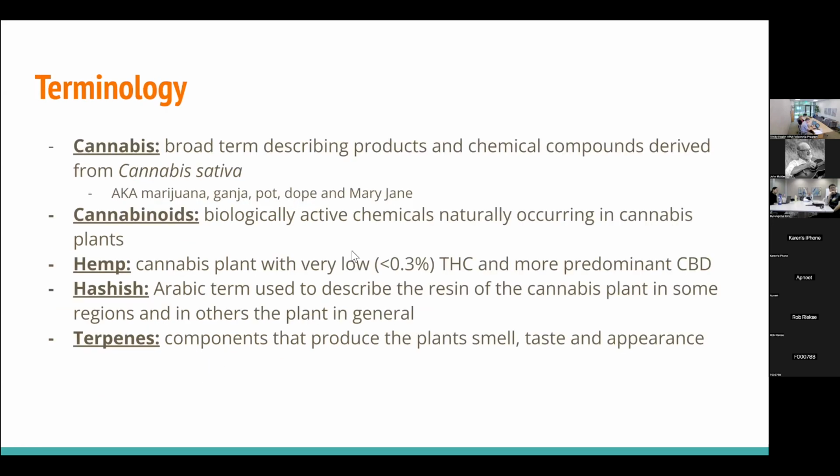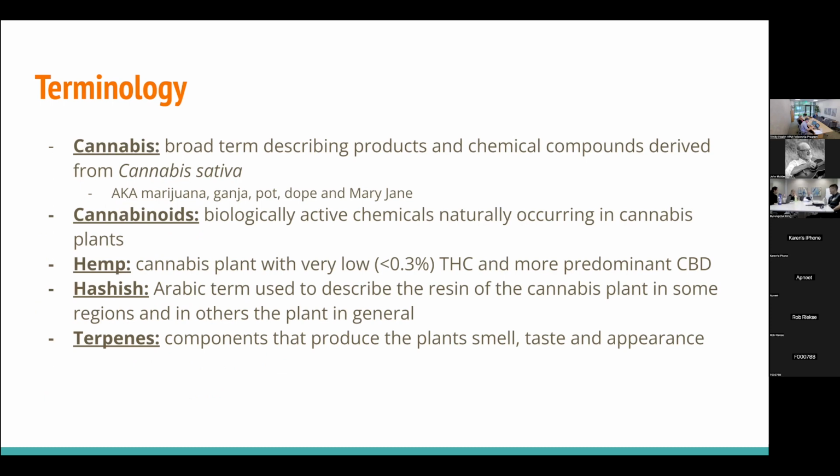Okay, perfect. I was really sheltered growing up, and I didn't know all these different cannabis terms, so I thought it would be helpful to have a basic understanding of different terminology you might use. Cannabis is just a broad term describing products and chemical compounds derived from Cannabis sativa, which is the main plant that is grown. Other things you might hear it referred to include marijuana, ganja, pot, dope, Mary Jane. I'm sure there's plenty of other terminology used for this as well.